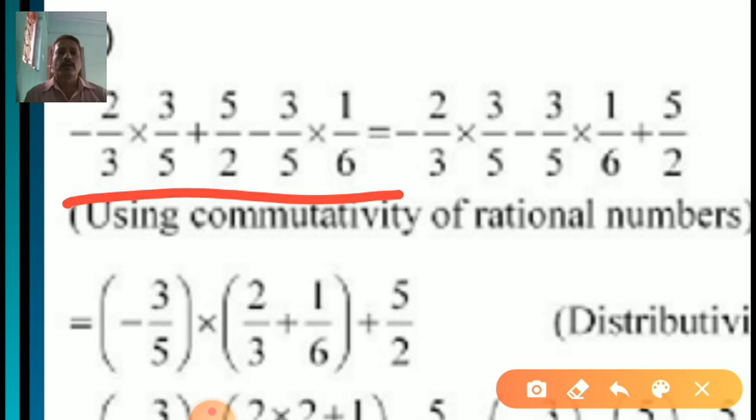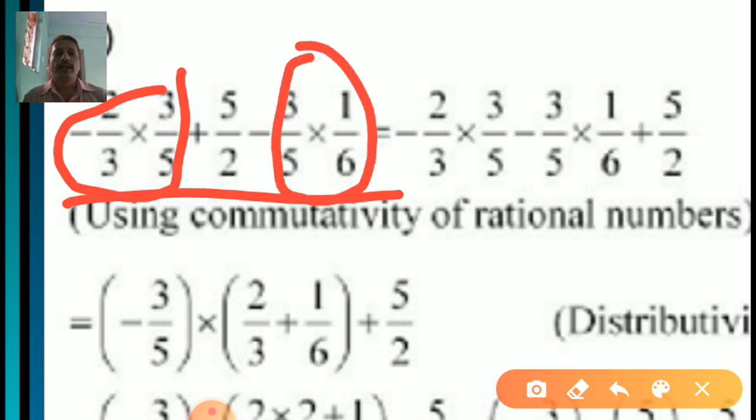Now student, be careful. Whenever you find multiplication, you have to make a group of numbers. So this is one group of numbers, and this is the second group. And you can find operators plus or minus, that means addition and subtraction. Those are different terms. So here there are three terms: 1, 2 and 3.